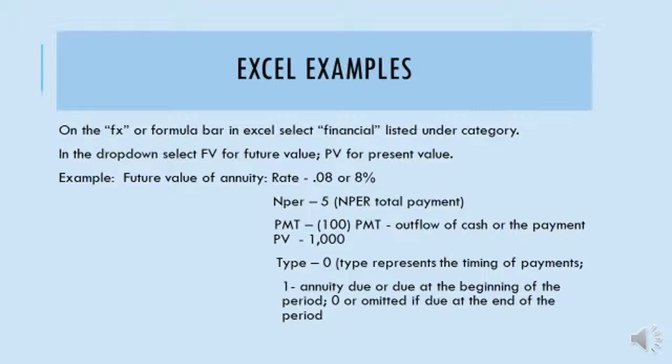The payment: I have the 100 in parentheses representing a negative sign. In Excel, you can either put the negative sign or you can put parentheses. This is the outflow of cash, or the payment. PV is the present value of the money. We're going to put in $1,000. For type, this is where you differentiate between an ordinary annuity and an annuity due. 1 is annuity due, or due at the beginning of the period, and 0, or if you don't put anything there, it's going to calculate it at the end of the period.